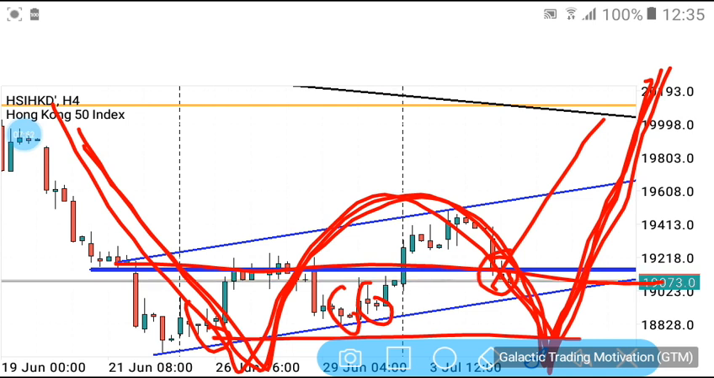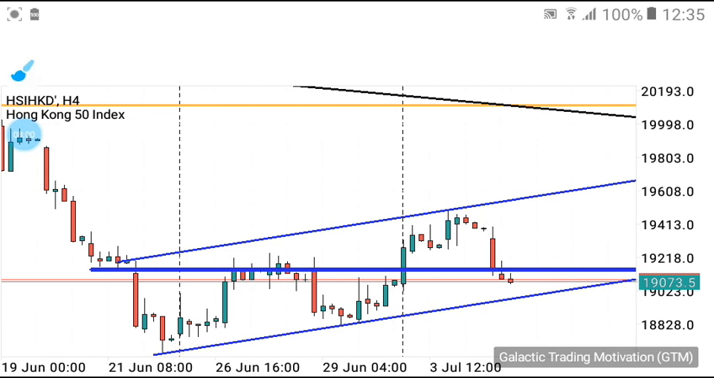And what I'm doing at this point is just speculating. I'm showing you some of the possible outcomes that we may encounter as far as Hong Kong 50 goes. And yeah, let's continue. What else do we see?